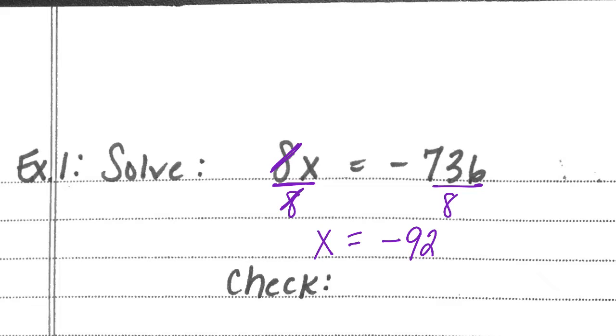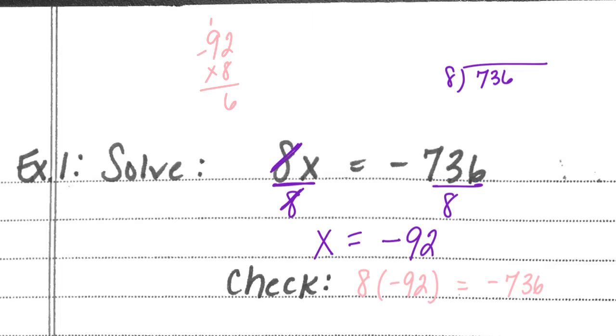Okay, you might have to take the time to divide, and that is okay. So let's check it. 8 times negative 92. Is that equal to negative 736? Well, negative 92 times 8, 16, 72, 73, and it's a negative. So yes, it is. So we checked it, but our answer is x is equal to negative 92.